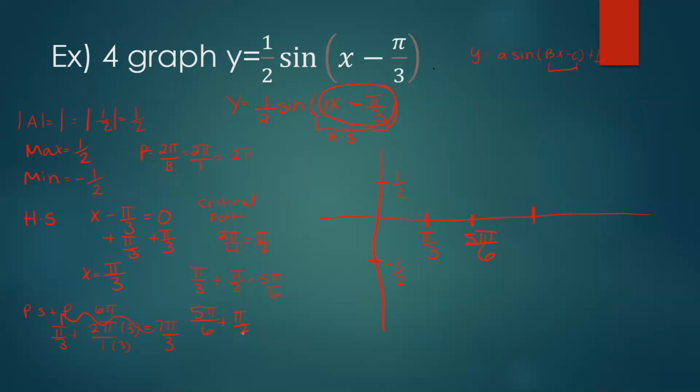You should get 8 pi over 6, which reduces to 4 pi over 3. And then 4 pi over 3 plus pi over 2, you get 11 pi over 6. And then you keep adding pi over 2, and that's actually one cycle, because you could stop at 11 pi over 6.